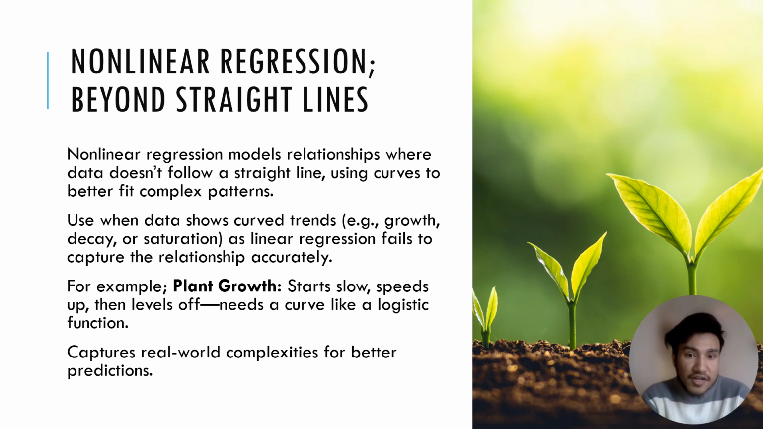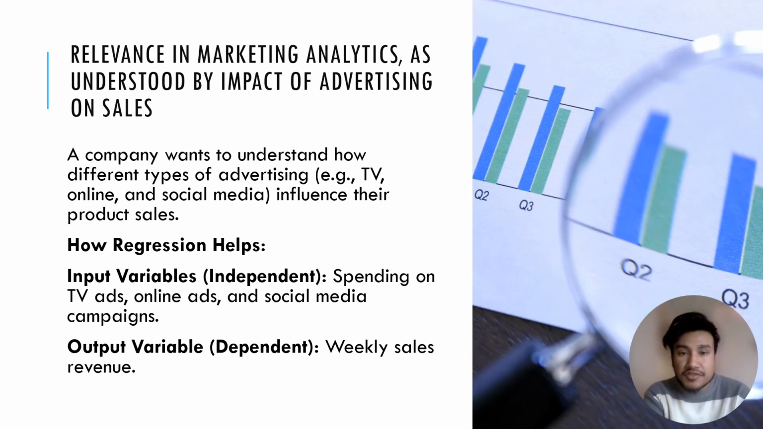Talking about nonlinear regression, beyond the straight line, this is the last type. Nonlinear regression models relationships where data doesn't follow a straight line, using curves to better fit complex patterns. It can be used when data shows curved trends, for example growth, decay, or saturation, as linear regression fails to capture the relationship accurately. For example, plant growth starts slow, speeds up, then levels off, which needs a curve like a logistic function. It captures real-world complexities for better prediction.